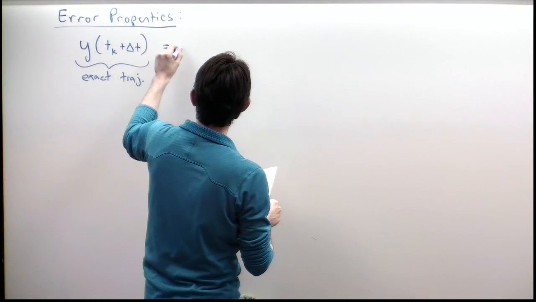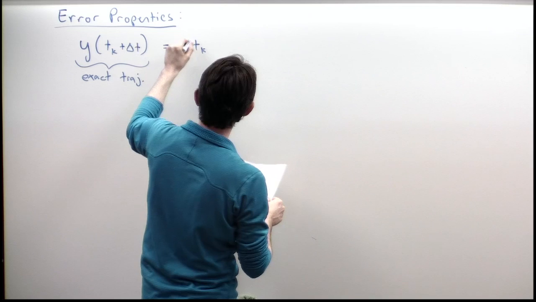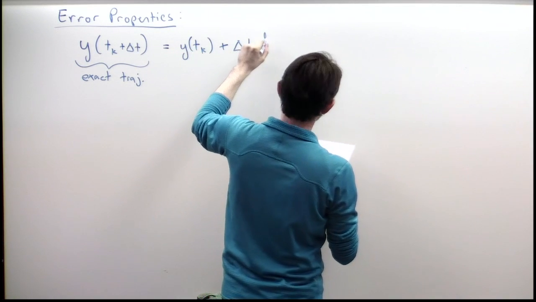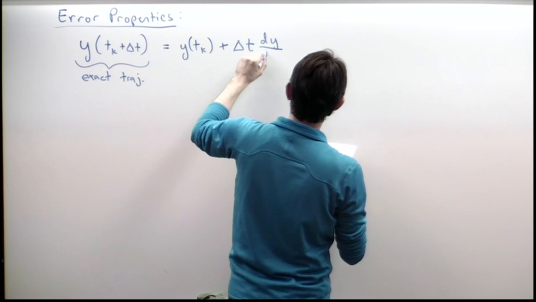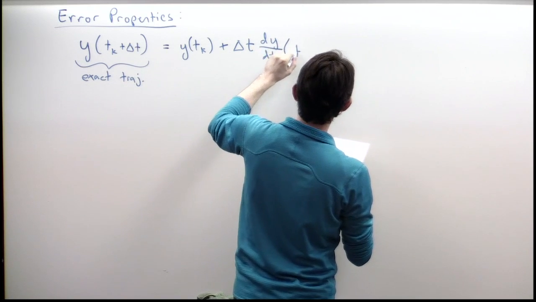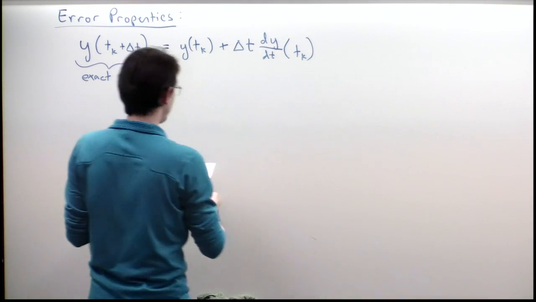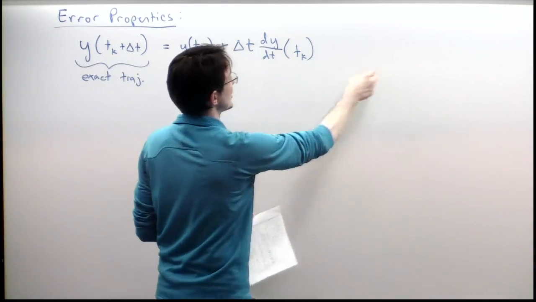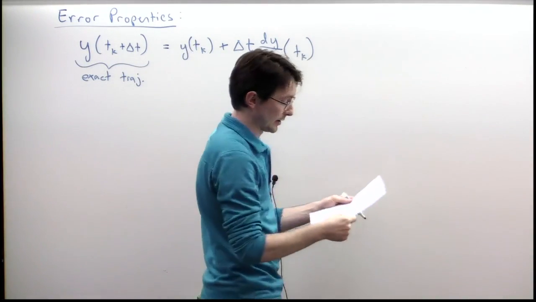Okay, so this equals y at tk plus delta t times dy dt evaluated at time tk plus higher order terms, right? This is an infinite expansion. There's second derivatives, third derivatives, and so on.